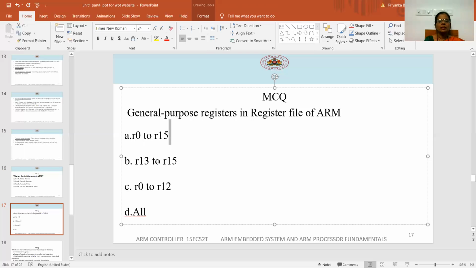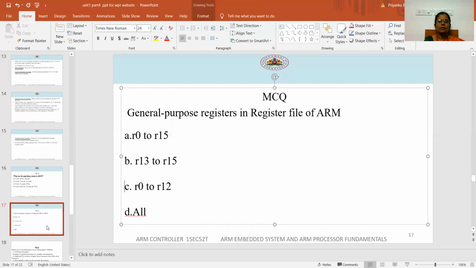Option B is R13 to R15. It is the special function register group. So option B is wrong. Option C, R0 to R12, can be used as general purpose registers which hold either data or an address. So option C is the right answer.